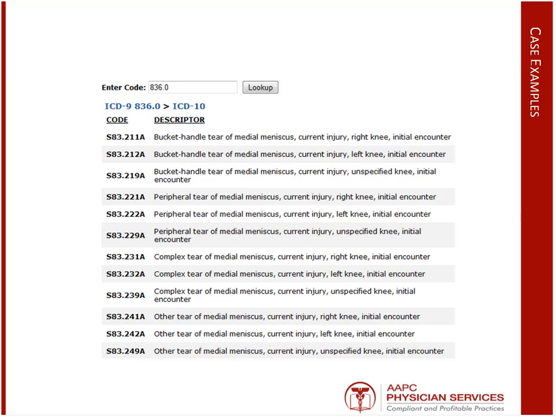As you can see here, just looking at the map, the 836.0, and then going in to the possible codes that it could be in ICD-10, this would be considered a one-to-many map, which means that you have one ICD-9 code but many ICD-10 codes that it may map to. And as you look, you have the bucket handle, a peripheral tear, a complex tear, other type of tear, and it goes left to right.